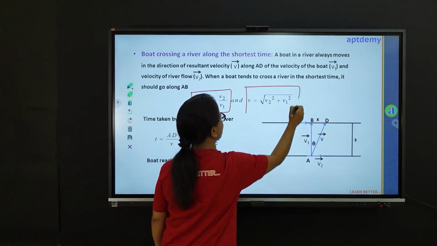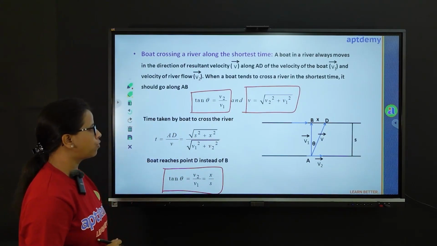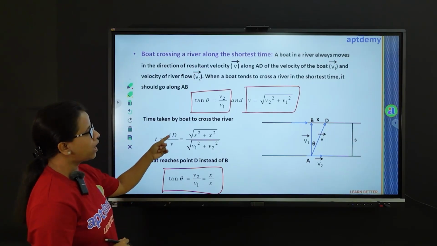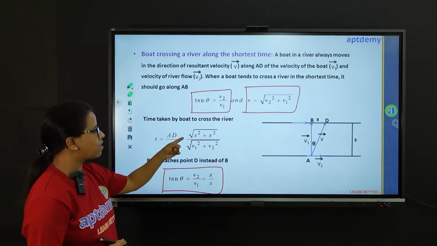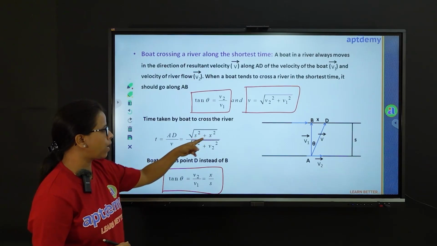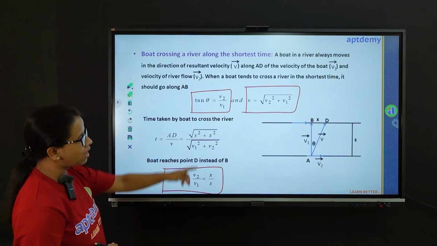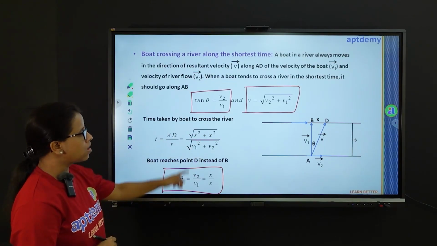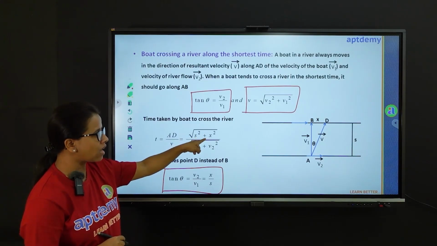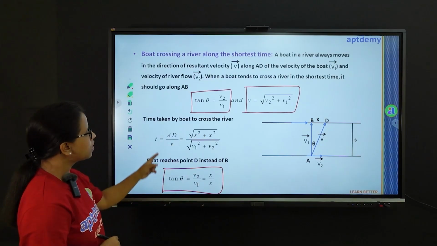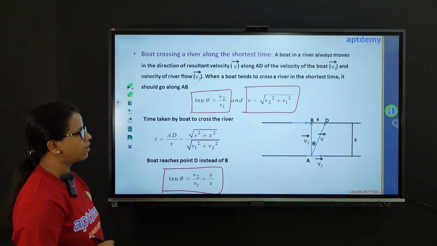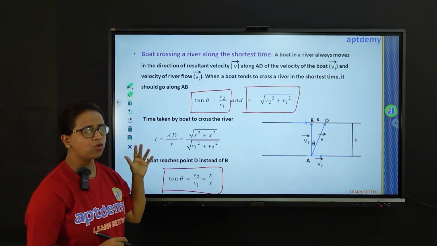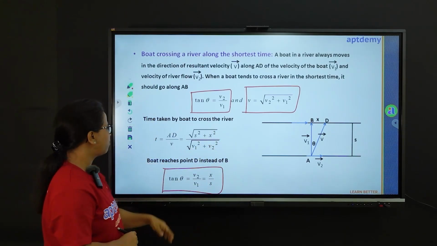Now time taken by the boat to cross the river, ultimately the boat is following the path AD. So AD is the hypotenuse, or we can write it as square root over S square plus X square. So AD square is nothing but equal to AB square plus BD square. Now AB is S, so this is S square, plus BD is X, so this is X square. So you can put this in the formula and get the result. But again, I would like to remind you, it is not important to learn these results. You need to be clear with the diagram.